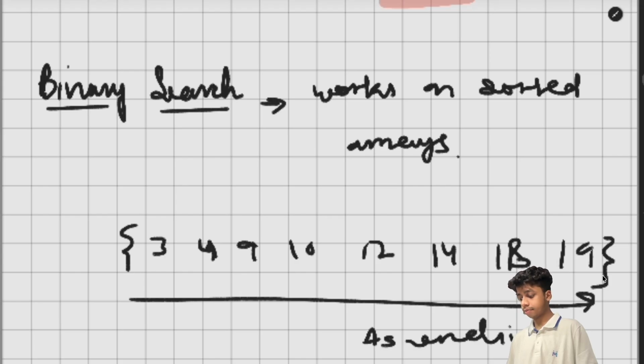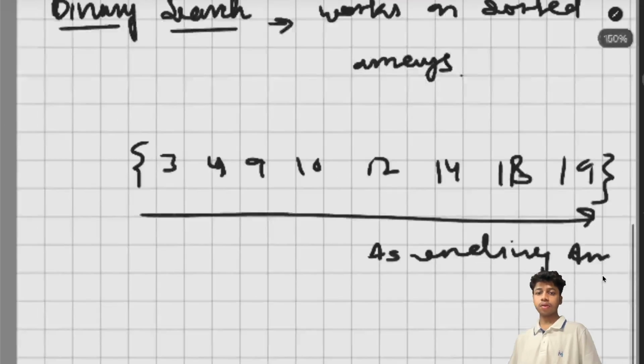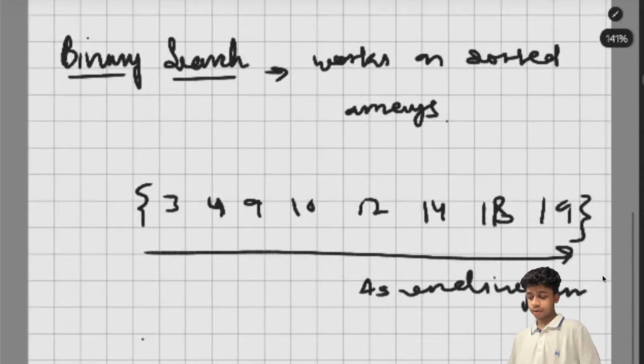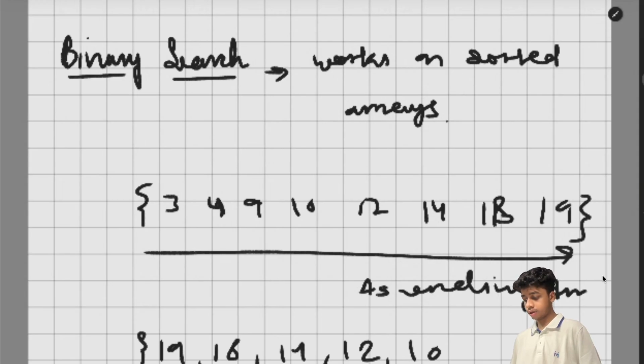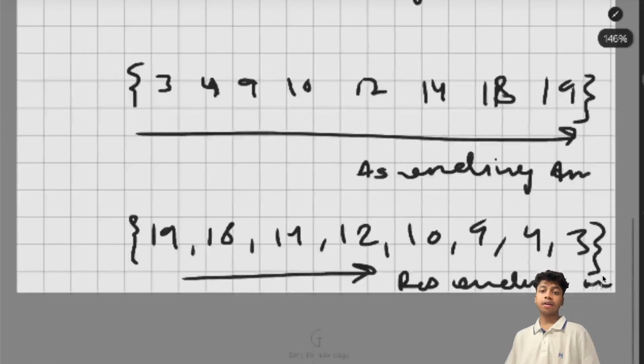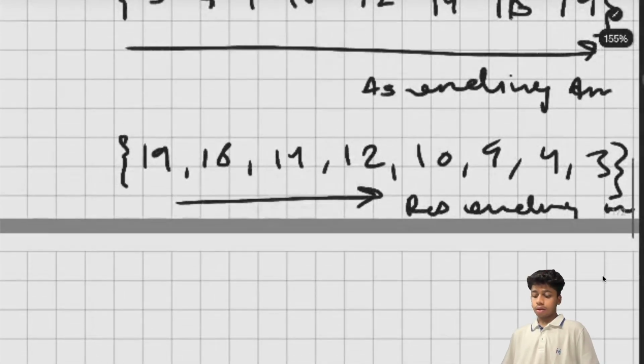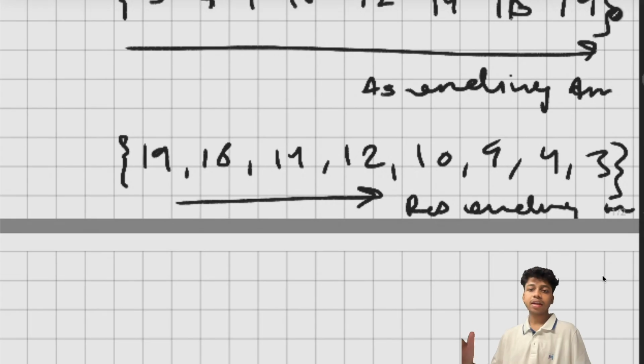And if I take 19, 18, 14, 12, 10, 9, 4, and 3, then I can say this is a descending array. Why descending array? Because greater elements are at the start and smaller elements are at the end.